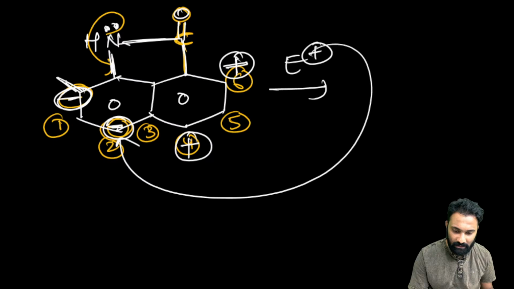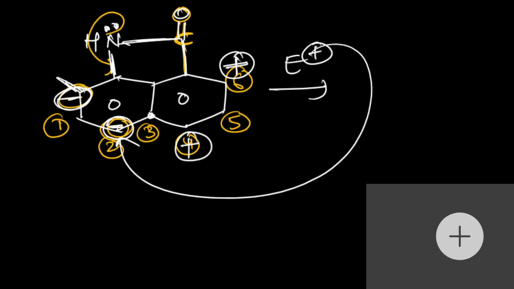Nikhil, listen, if you think the attack should be at the 3 carbon, you can see that for this NH, this 3 carbon will become the meta, but this is an ortho para directing group, not a meta directing group.